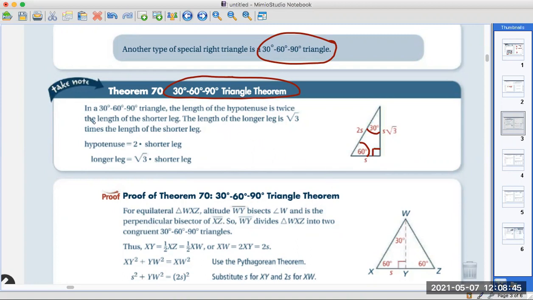So here's the relationship. I'm going to read it. In a 30, 60, 90 triangle, the length of the hypotenuse is twice the length of the shorter leg. You notice you have a shorter leg, and the hypotenuse is twice the size of the shorter leg. And I don't like S, I'm going to call it X. Yeah, so the shorter leg is across from the 30 degree angle.